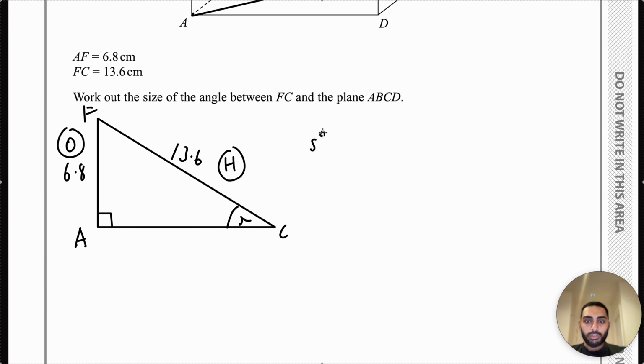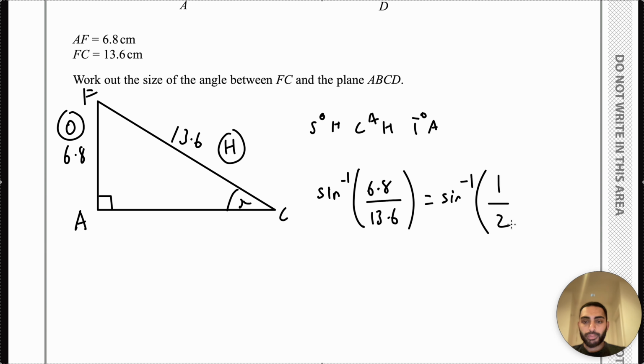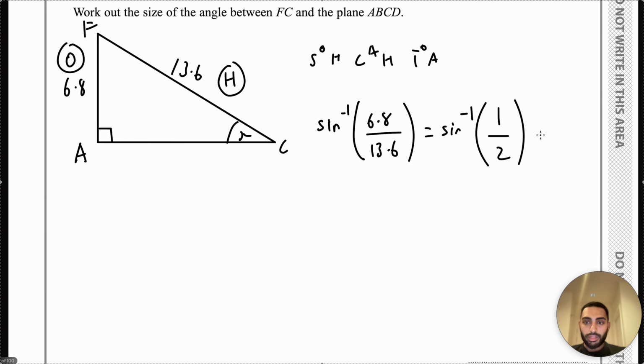Which of these from SOHCAHTOA have O and H in? Sine has O and H, so that means we're going to be using the inverse sine, because we're finding an angle this time, of the opposite, which is 6.8, divided by the hypotenuse, which is 13.6. You might be able to spot if I double 6.8, I would get 13.6. So if I simplify this, I would get 1/2. So that would simplify to the inverse sine of 1 over 2. Now we just need to think about our exact trig values. What is the inverse sine of 1/2? That would be 30 degrees. So you need to know your exact trig values.